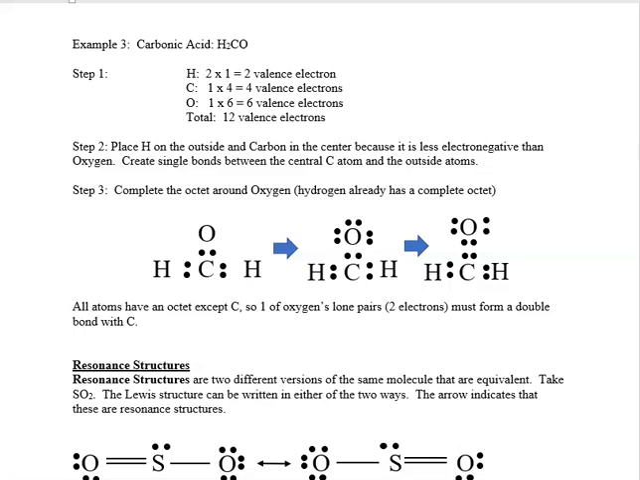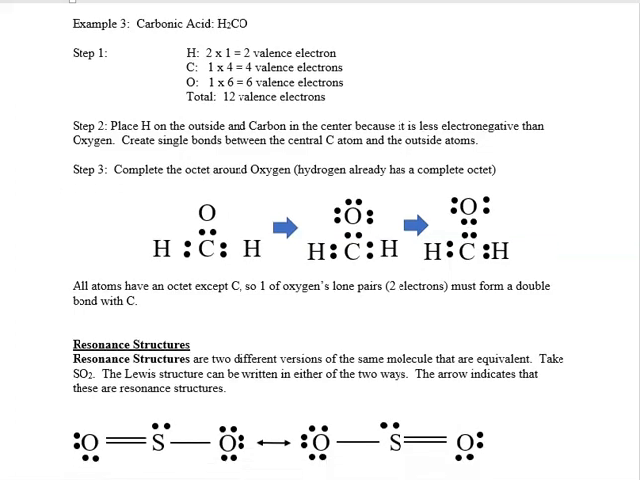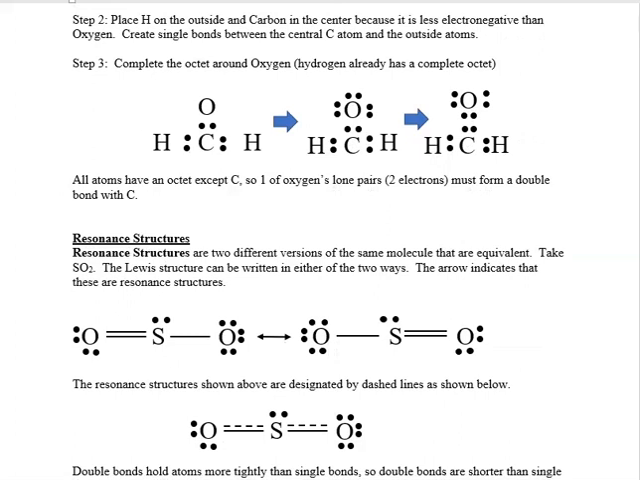That's 2 valence electrons. Carbon has 4 valence electrons. Oxygen has 6. So you add that up, and you have 2 plus 4 plus 6 is 12 valence electrons. So step 2, place the hydrogen on the outside and the carbon in the center, because it is the least electronegative. It's less electronegative than oxygen.